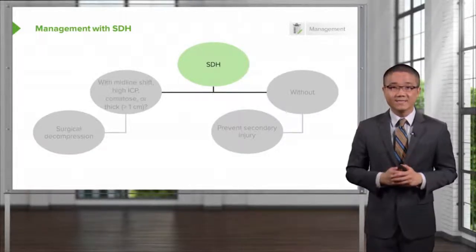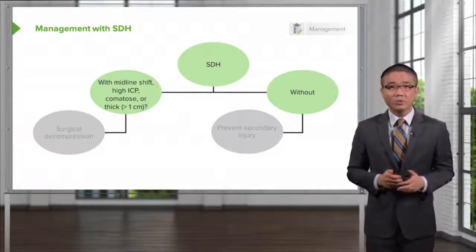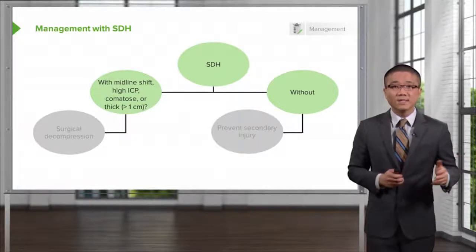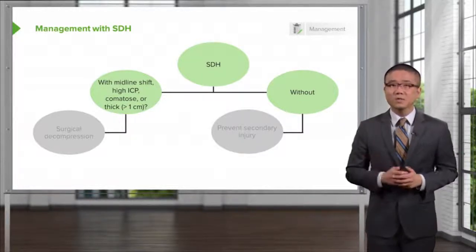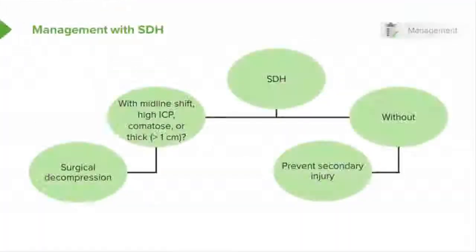Based on the clinical status and the severity of the subdural, management is guided by midline shift, intracranial hypertension, clinical pictures such as a comatose or worsening GCS patient, or particularly large subdural hematomas, defined as hematomas greater than 1 centimeter in thickness. If these findings are present, consider calling your neurosurgical colleagues for surgical decompression of the hematoma.